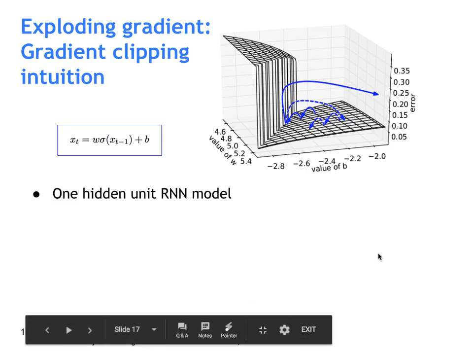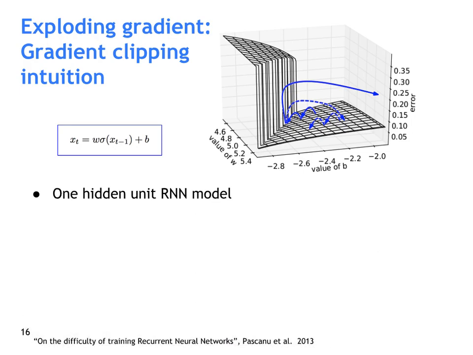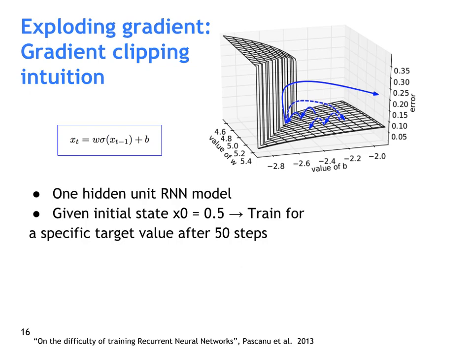In this paper, they were showing why exploding gradient is a problem. This is a graph of an experiment on a one hidden unit RNN. This is the formula: x_t with sigmoid of x_{t-1}. The only parameters here are W and B, where W is a number and B is also a number. They were charting, as they train, what their error is and what the values of W and B are. So this is their error function.